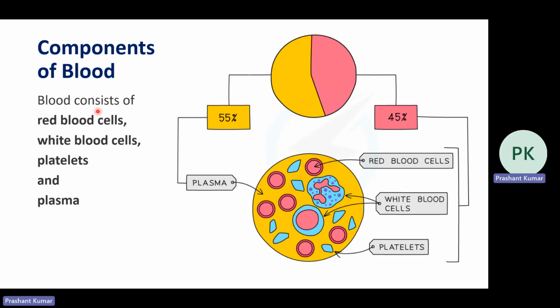Components of blood. Blood has four components. You can see red blood cells, white blood cells, and platelets, and plasma. The majority is plasma, and 45% is these blood cells. Without blood cells, plasma contains all the dissolved substances like glucose, amino acids, vitamins, enzymes, hormones, waste substances, urea, uric acid, and all that. Thrombin.